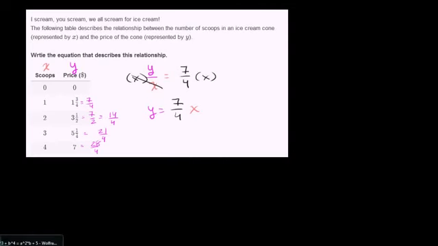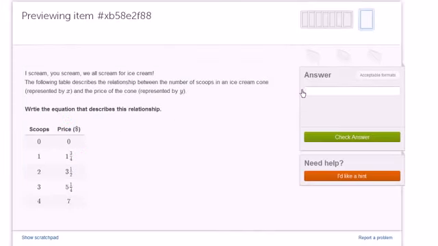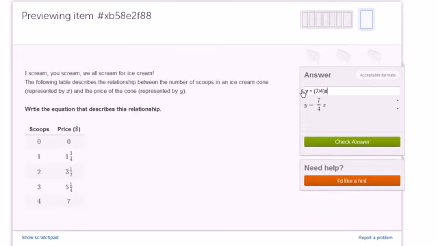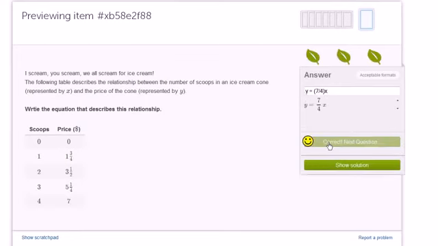So we would just write y is equal to 7 over 4 times x. And let's check our answer. And we got it right.